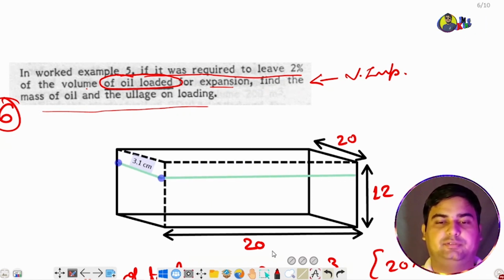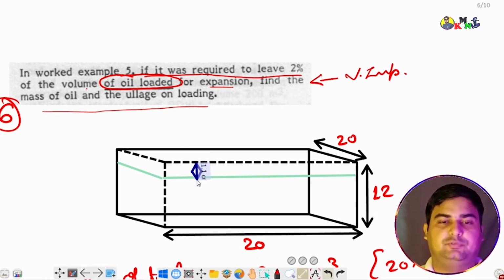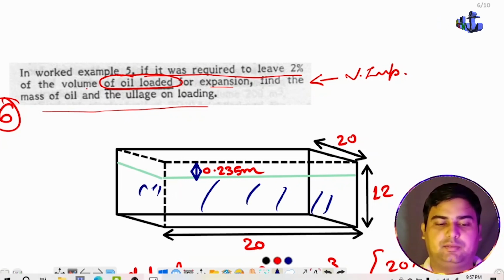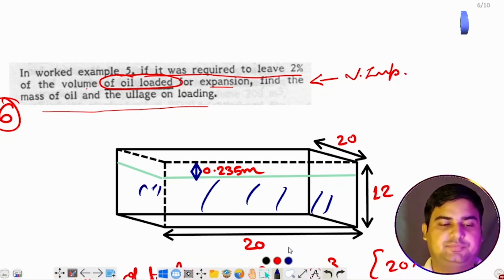Till here we will fill the tank. So this we found out. This ullage will be 0.235 meter. Okay, so we have solved these problems. Now we will move forward to the next problem.